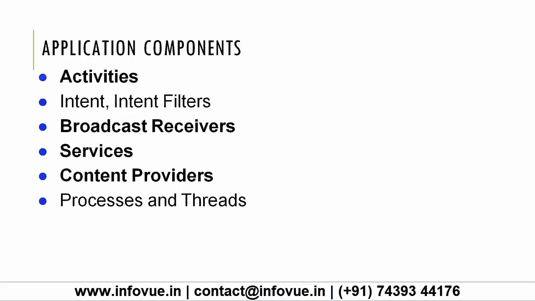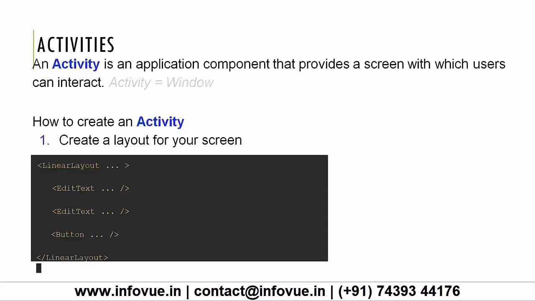Every application has some components like activities, intent filters, broadcast receivers, services, content providers, processes, and threads. Activities, I have already told you, and each activity represents a single screen. Intent, I'll tell you later. An activity is an application component that provides a screen with which the user can interact.